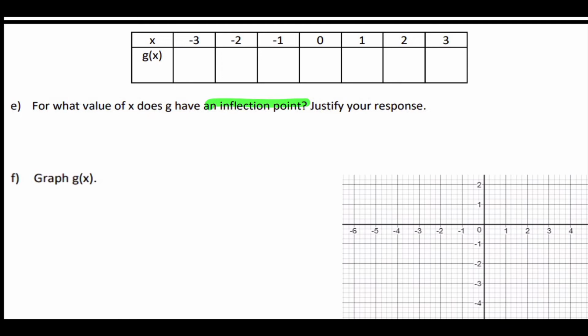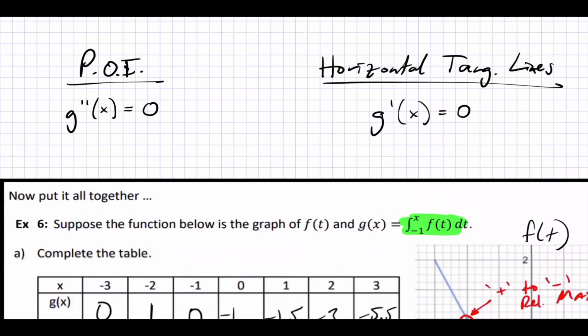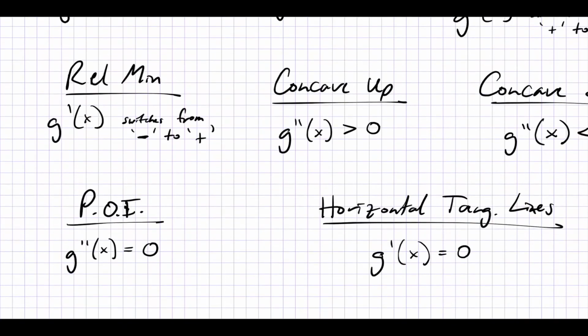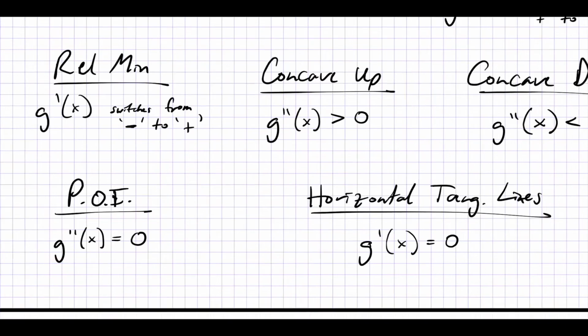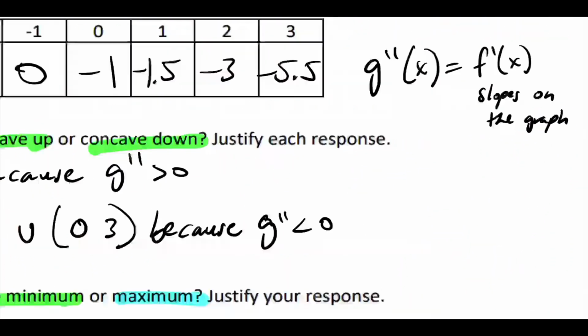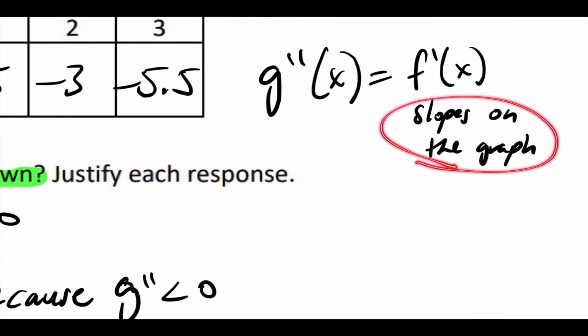Inflection points. Okay, let's go back. Inflection points happen when G double prime is 0. Okay. Well, G double prime refers to the slopes on the graph. So when are the slopes on the graph 0?